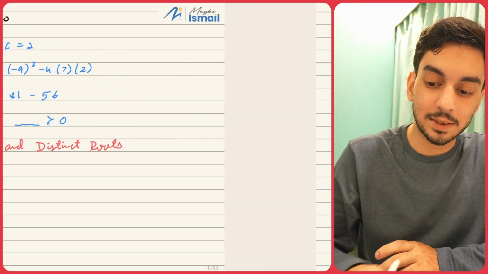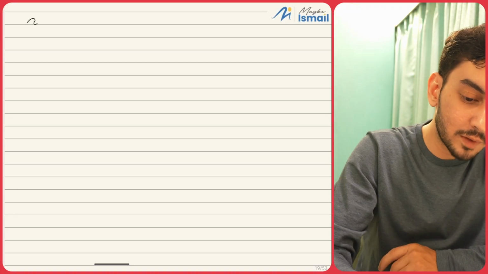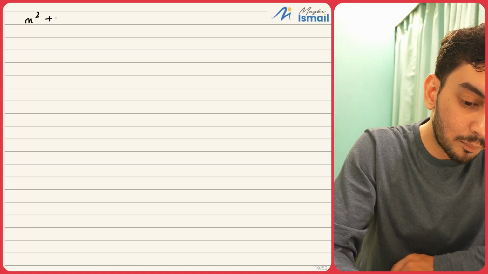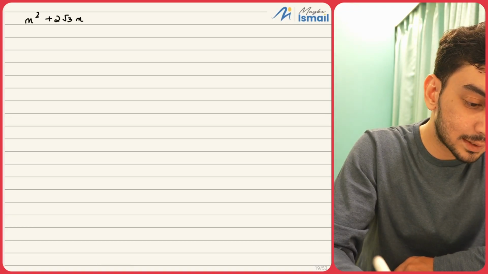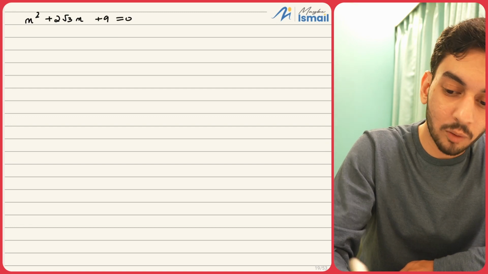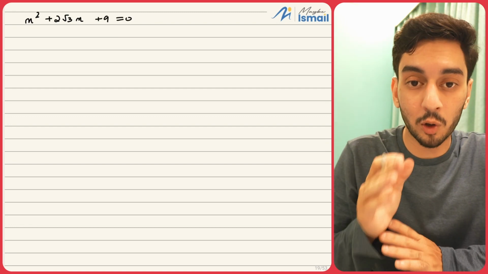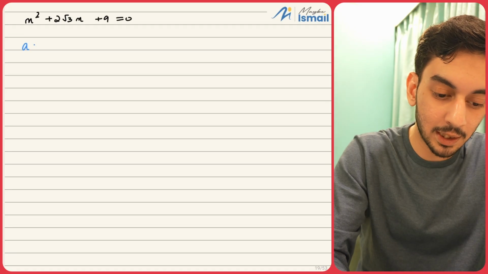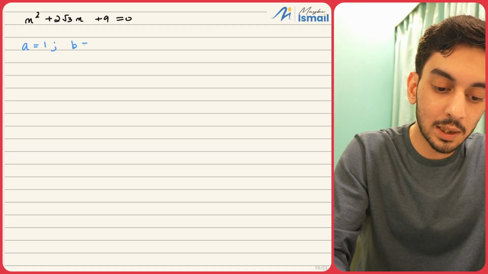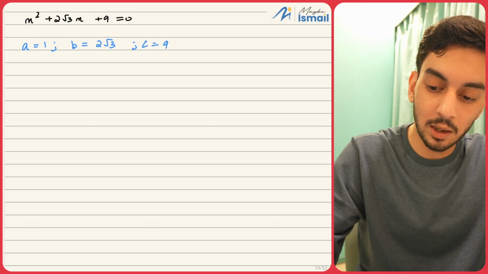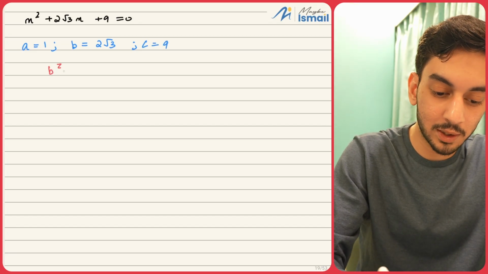Next I have the same exact kind of question, which is x square plus 2 root 3x plus 9 is equal to 0. Again, the same question, what is the nature of roots? Again, I'd say that a is equal to 1, b is equal to 2 root 3, and c is equal to 9. I have to find what b square minus 4ac is.